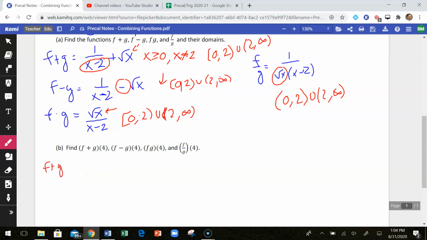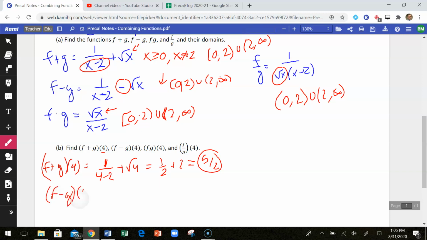So f plus g of 4. Well, I have the function f plus g, but now it's telling me to plug in 4. So I'm going to have 1 over 4 minus 2 plus the square root of 4. So that's going to be 1/2 plus 2, which would be 2.5 or 5/2. F minus g of 4 is going to be 1 over 4 minus 2 minus the square root of 4, which would be 1/2 minus 2, which is going to be negative 1.5 or negative 3/2.